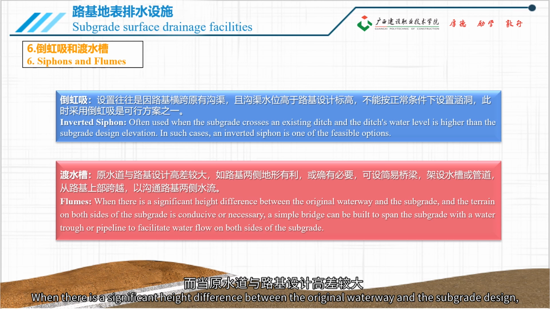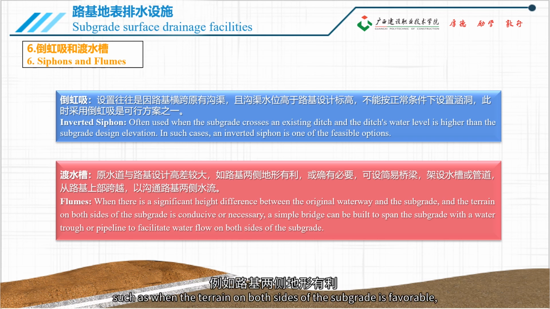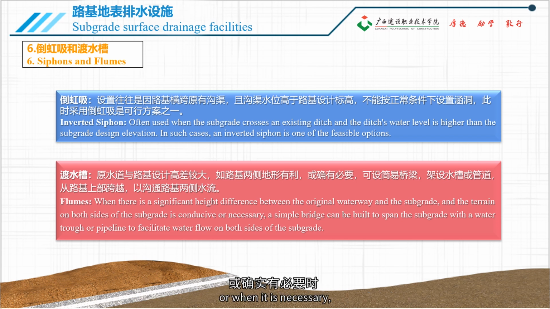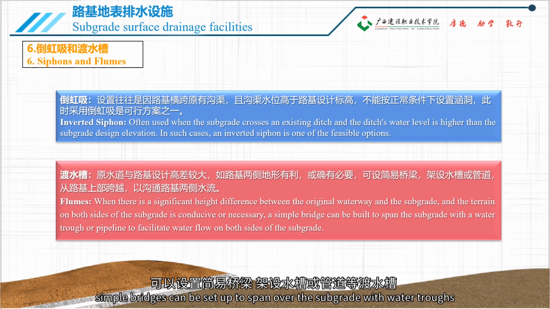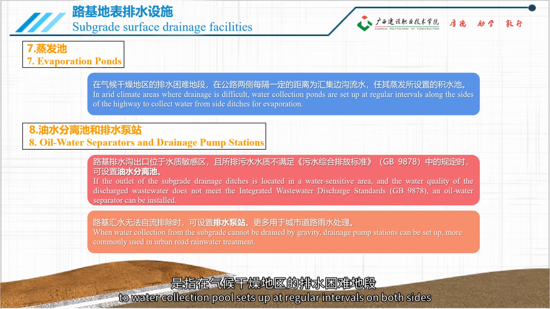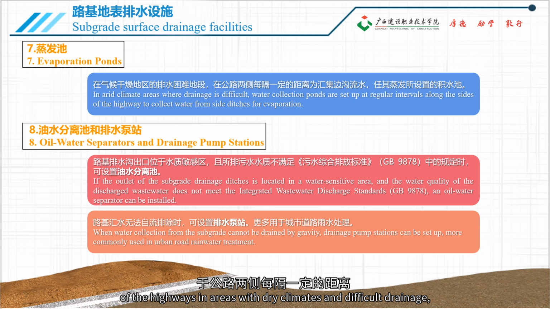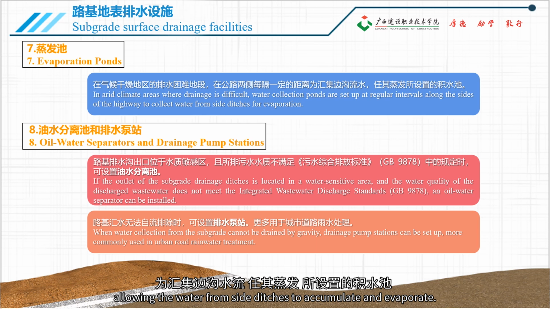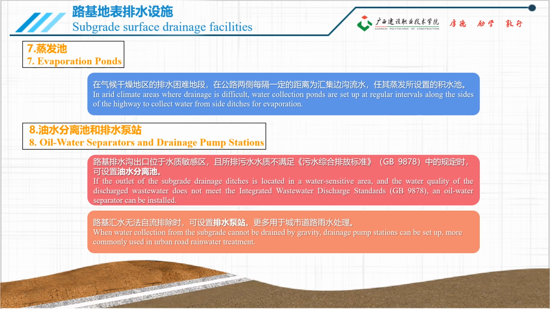When there is a significant height difference between the original waterway and the subgrade design, such as when the terrain on both sides of the subgrade is favorable, or when it is necessary, simple bridges can be set up to span over the subgrade with water troughs or pipelines as flumes to facilitate water flow on both sides of the subgrade. Evaporation pond refers to water collection pool set up at regular intervals on both sides of the highways in areas with dry climates and difficult drainage, allowing the water from side ditches to accumulate and evaporate.